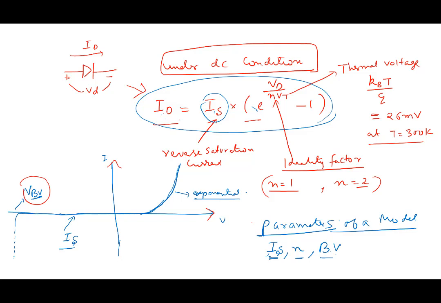And we said that fine, this is a mathematical model. ID is Is e to the power Vd by nVt minus 1, mathematical model. There are three parameters here: Is, n the ideality factor, and breakdown voltage, which doesn't enter into this expression, but what we need to write is that this expression is valid only if the reverse bias diode voltage is less than the breakdown voltage here. So that's how it enters into the mathematical expression. This expression is not valid if you go beyond the breakdown voltage here. Okay, so we have three parameters here, and depending on the complexity of the model, we can have more parameters.